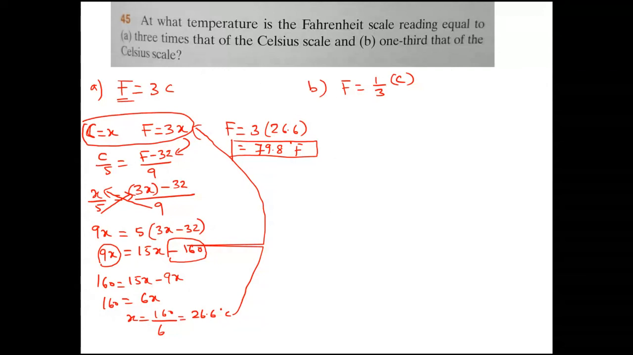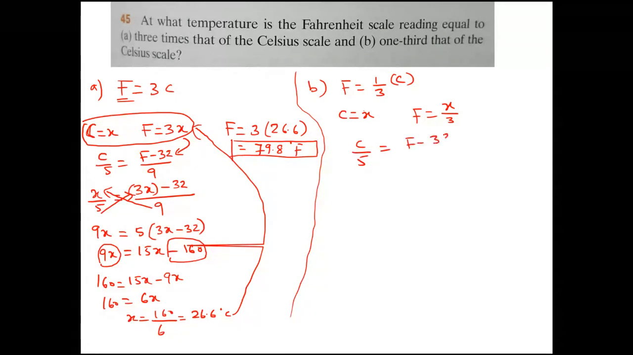My dear, in the same way, you have to work out the B part. Again, I'm going to take the same thing: my Celsius is equal to x. I'm going to put this x here. Therefore, my F becomes x over 3. Now you have to use this formula: C over 5 is equal to (F minus 32) over 9. Substitute the value of C here, substitute the value of F here. Again, please rearrange this equation. You will get the value of x. So you have to practice this. It's the same method.